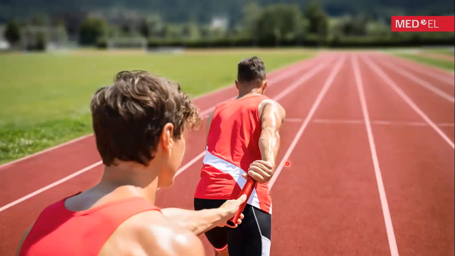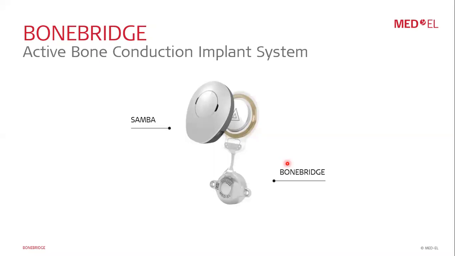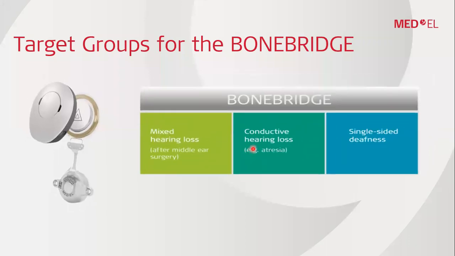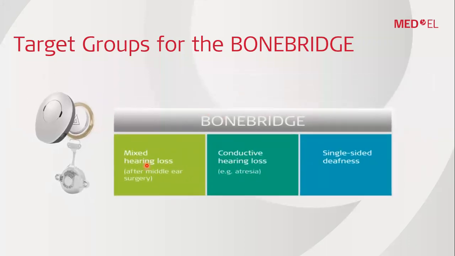So now, after talking about the ADHEAR, our non-surgical solution, I'll talk about the other bone conduction system, which is a surgical solution, the BONEBRIDGE. Our BONEBRIDGE system consists of two main components: the external audio processor, the Sampa audio processor, and the BCI implant, BCI 602. So let's start with the target group for BONEBRIDGE. It can be a good solution for mixed hearing loss patients or conductive hearing loss patients, for example, an atresia patient. And it can also be a very good solution for single-sided deaf patients.